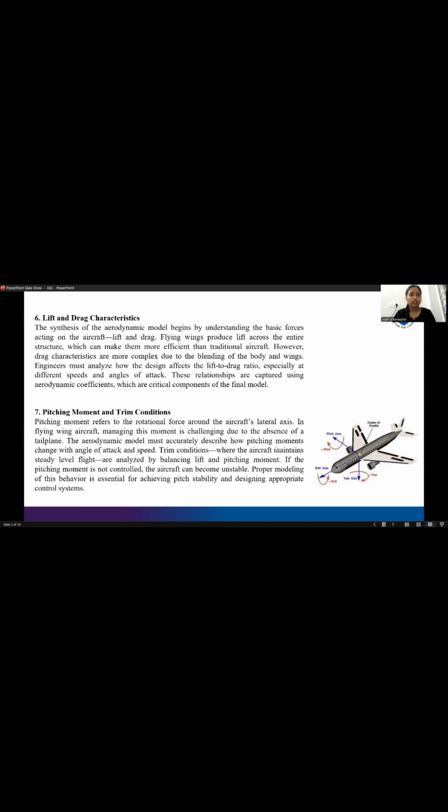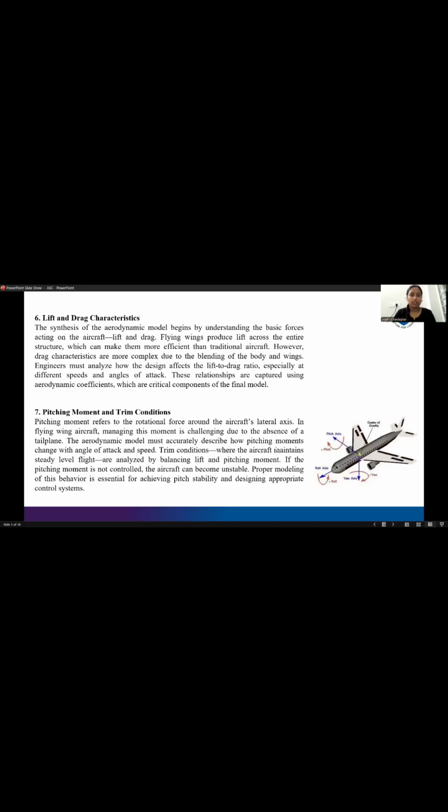However, drag characteristics are more complex due to the blending of the body and wing. Engineers must analyze how the design affects the lift to drag ratio, especially at different speeds and angles of attack. These relationships are captured using aerodynamic coefficients, which are critical components of the final model.